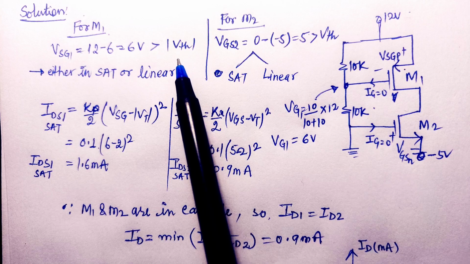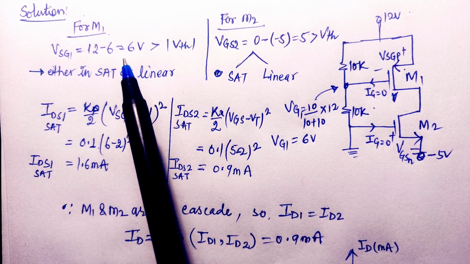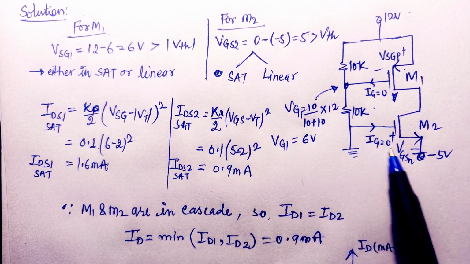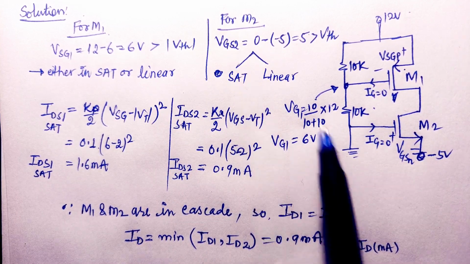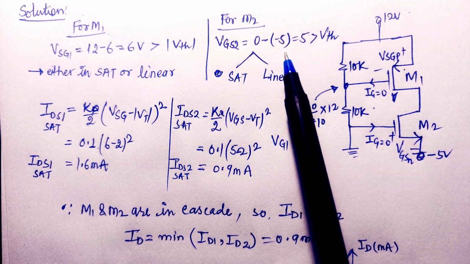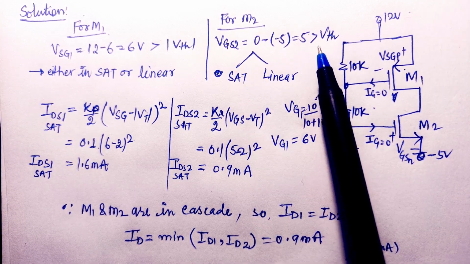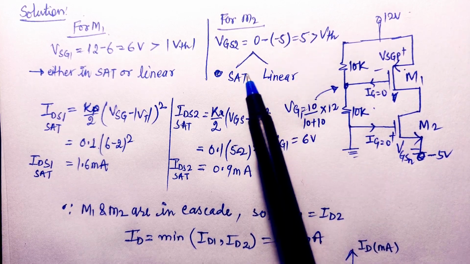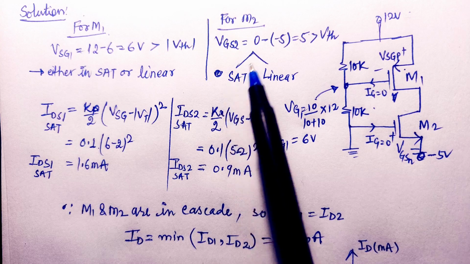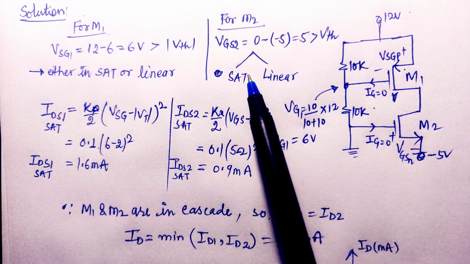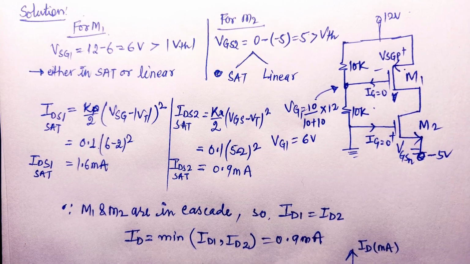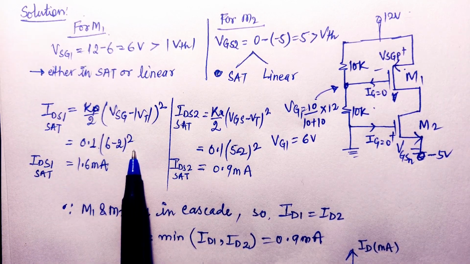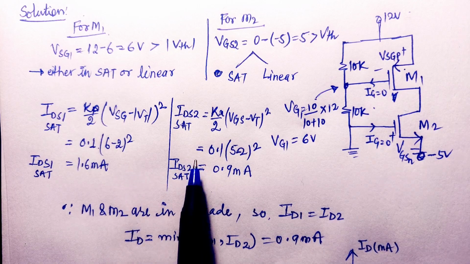Since VSG is greater than mod of VTP, we can say that this transistor may be in saturation region or in linear region. Similarly, for M2, VGS2, the gate to source voltage of transistor M2, will be equal to 0 minus minus 5 volt, which will be equal to 5 volt. Since VTH is 2 volt, VGS2 is greater than VTH. Then this transistor M2 may also be in saturation region or linear region. So we will assume that both transistors are working in saturation region, and after calculation we will analyze whether our assumption was right or not.